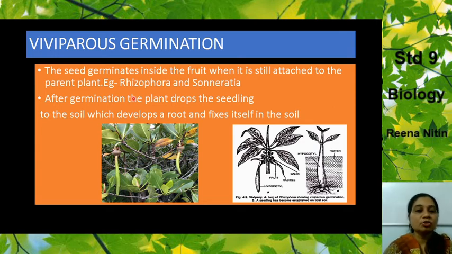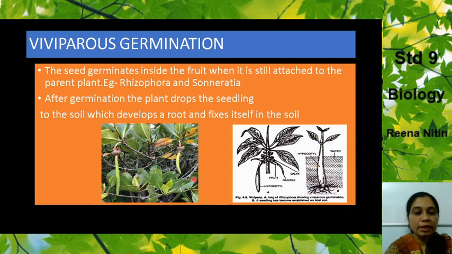Examples are Rhizophora and Sonneratia. After germination, the plant drops the seedling down. When it grows fully, what happens? The plant drops the seedling down automatically to the ground, which then develops roots. So when it is dropped down to the soil, it will develop roots like this, and it fixes itself to the soil and it will grow as a new plant.